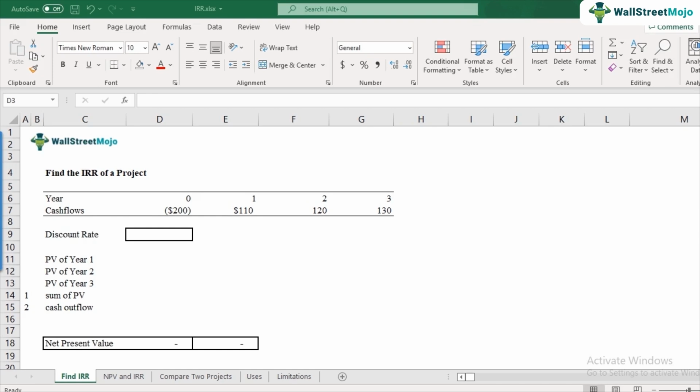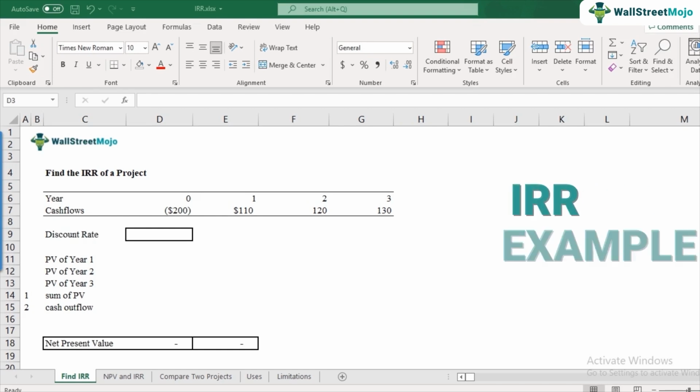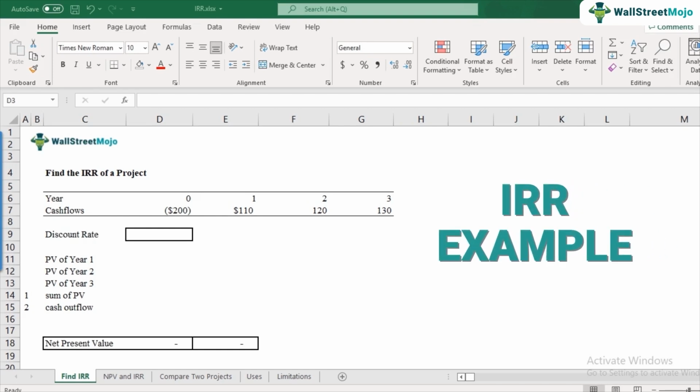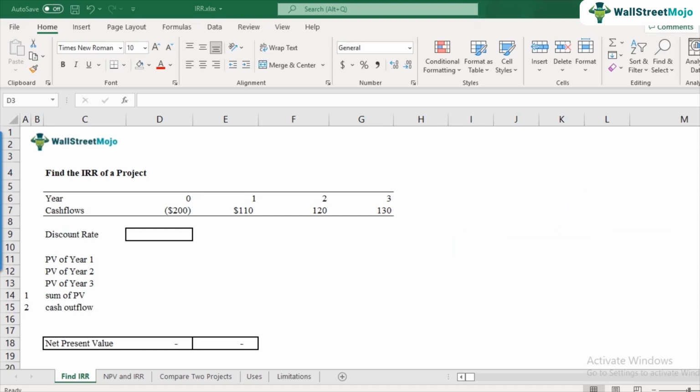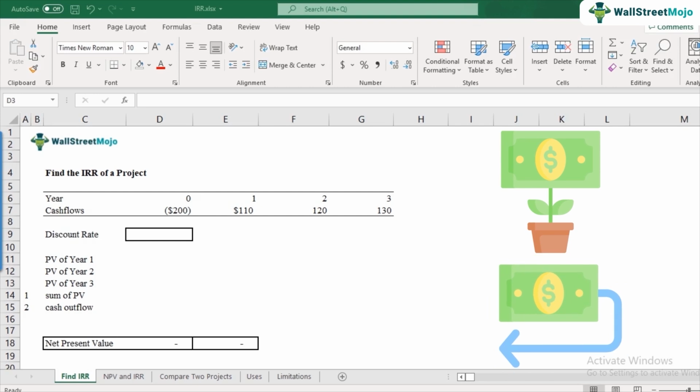So let us understand this concept of internal rate of return with the help of an example. Now, in this sheet we have a project, and this project is a very simplified project. And in any project, what you do essentially is you start with a capital investment, and then you expect returns over a period of time.